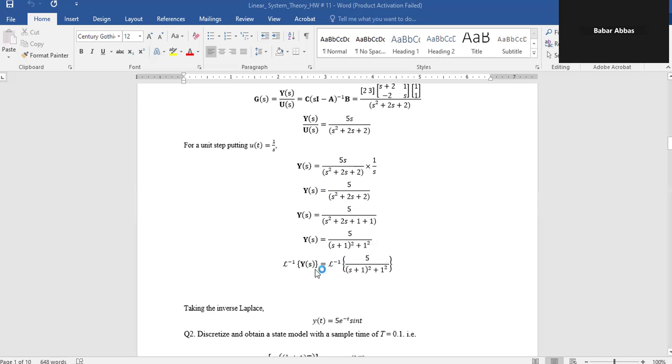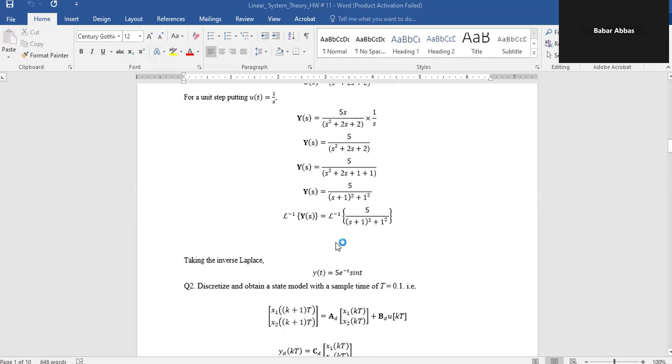Now, to find y(t), the output response in the time domain, we are taking the inverse Laplace transformation. So here, this is a 5, so by a little manipulation, this is 2, and we will put instead of 2, 1 plus 1, and this will become (s plus 1) whole square plus 1 square. And here we can apply the e to the power minus at formula. So this is the formula.